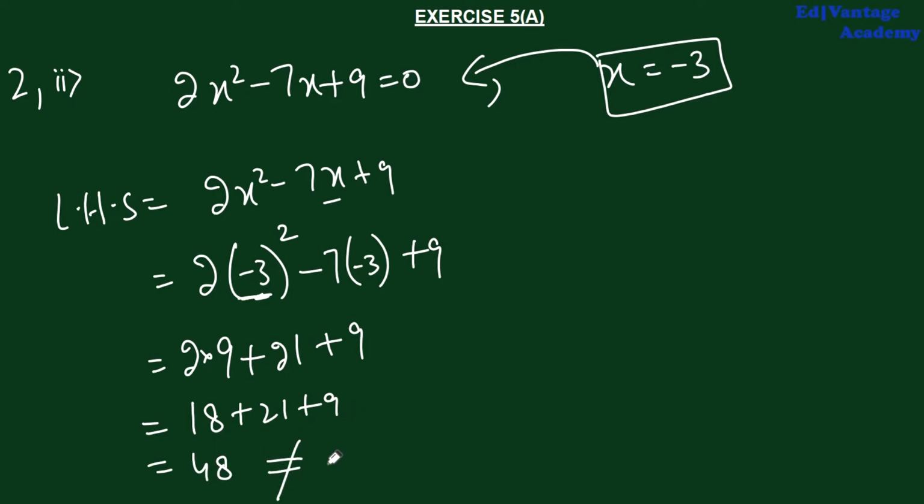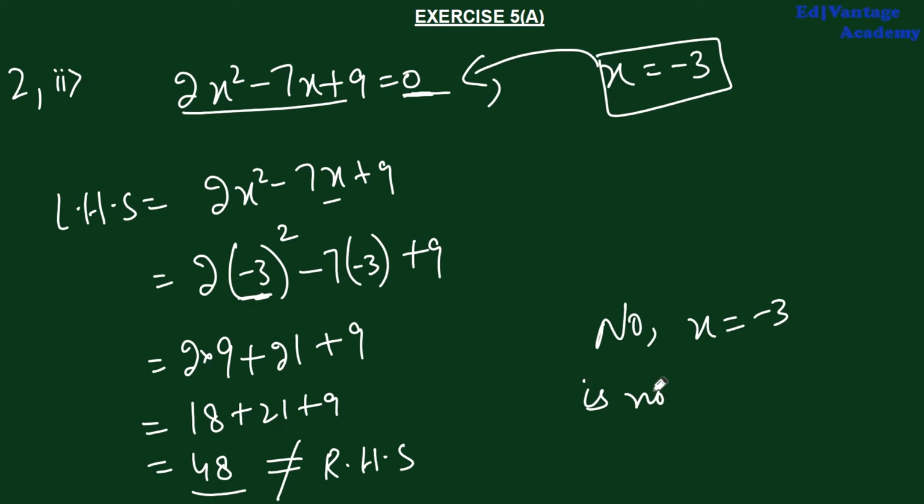So it's not equal to RHS. What was our RHS here? This is LHS, this is RHS, the right hand side of the equality. It was 0, but we got 48. So no, x is equal to minus 3 is not a solution of the given quadratic equation.